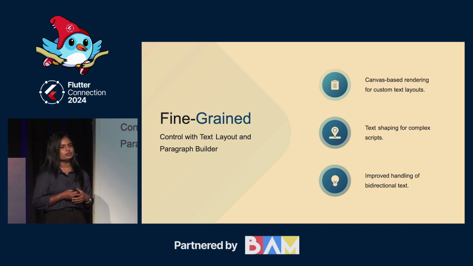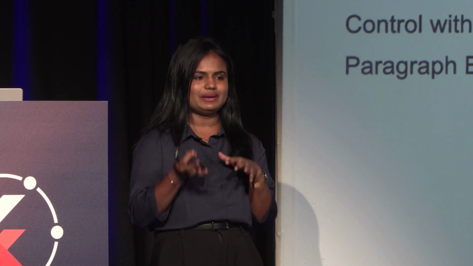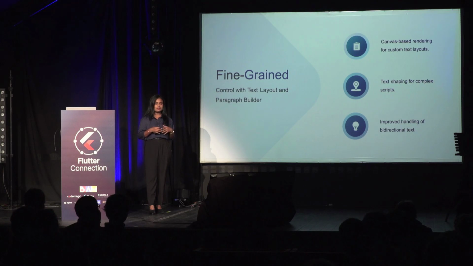You can utilize canvas-based rendering for custom text layouts. While you are developing a long paragraph of text explaining some tourist place or giving a bio of yourself in your resume, you can go with canvas-based rendering. You can also use text shaping for complex scripting in multilingual applications, and you can use improved handling of bidirectional text views.